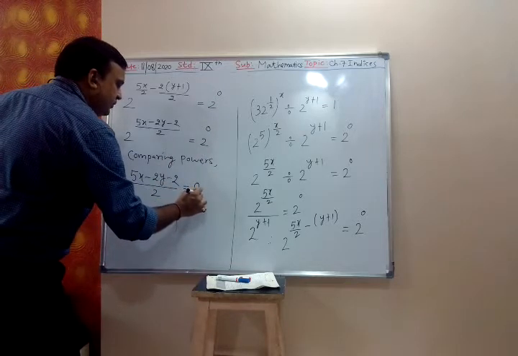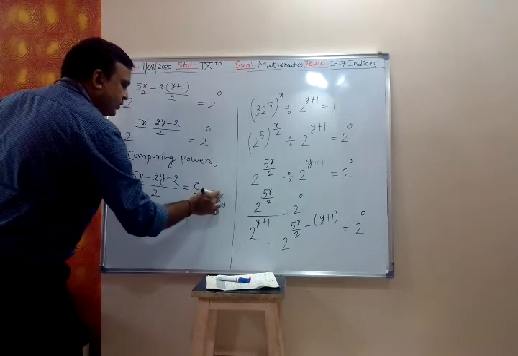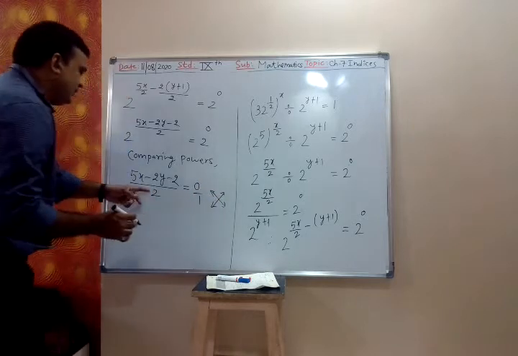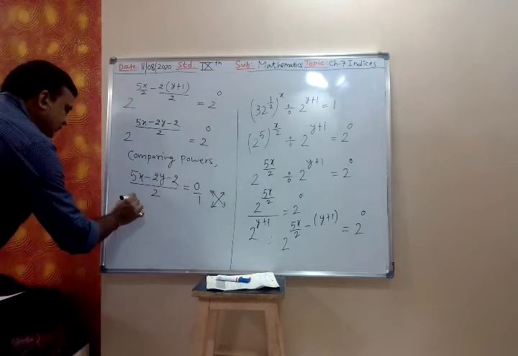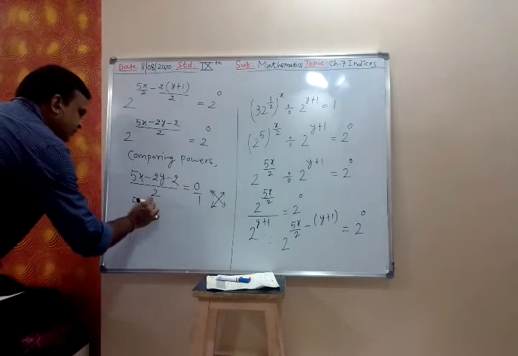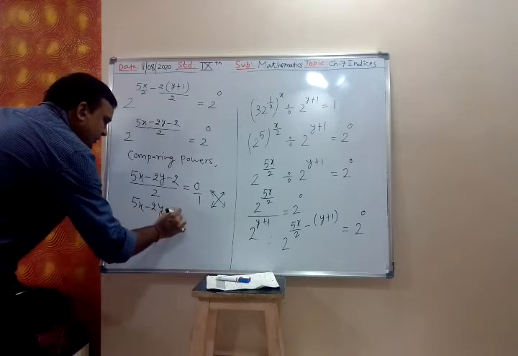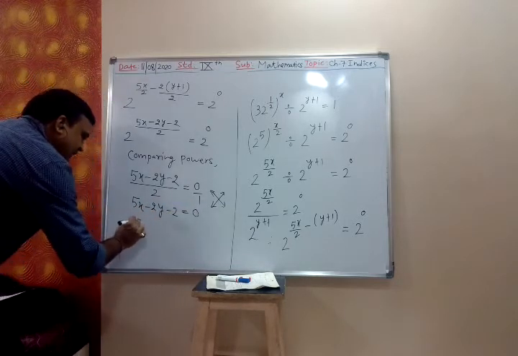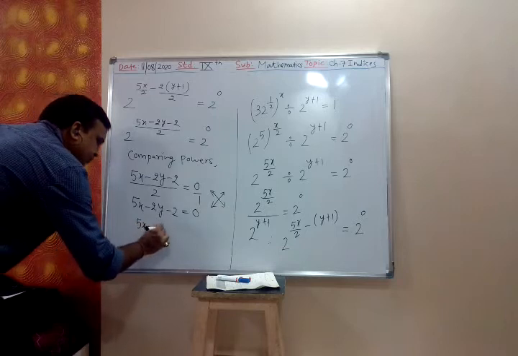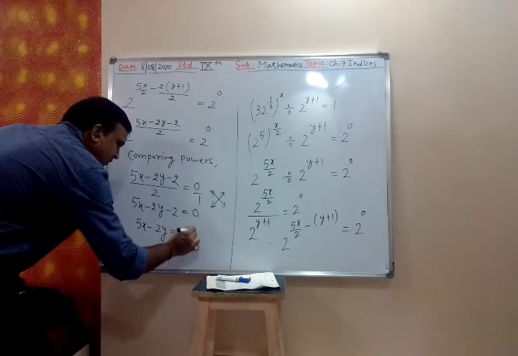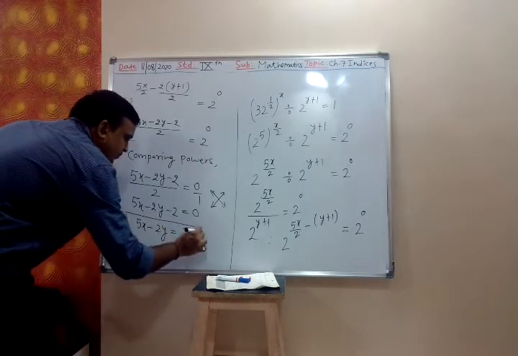0 I can write 0 upon 1. Now cross multiply. So 2 will get multiplied with 0. So you will get 5x minus 2y minus 2 is equal to 0. So that gives you 5x minus 2y is equal to 2. This is my equation number 1.